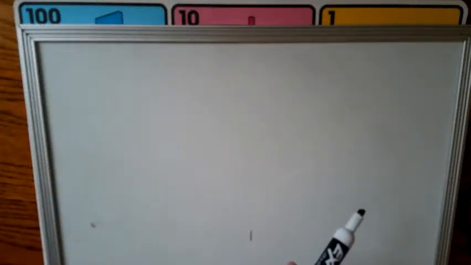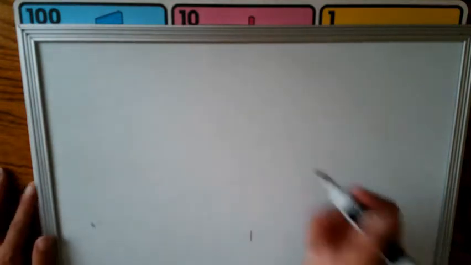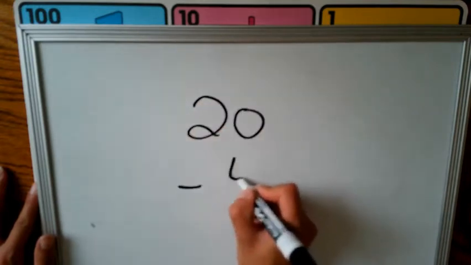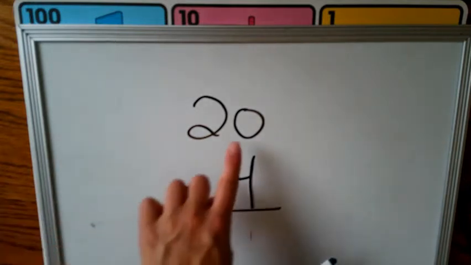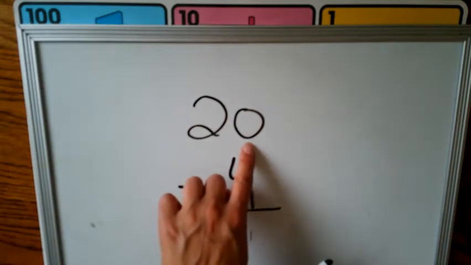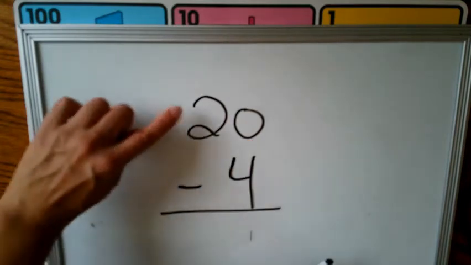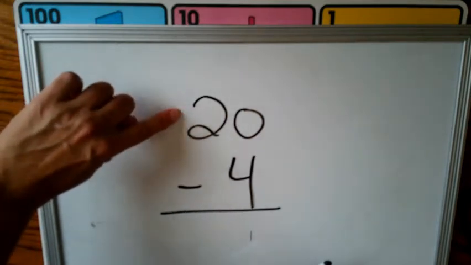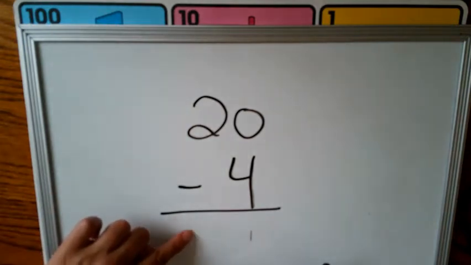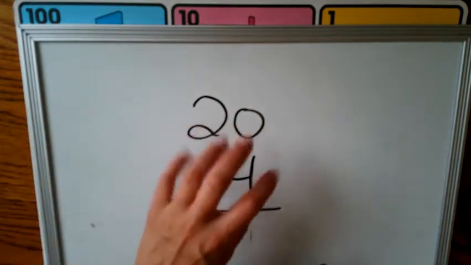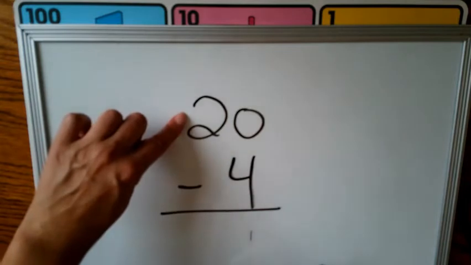Okay, boys and girls, now that I have all of my materials, I'm going to start by writing a subtraction problem right here. Let's start with 20 minus 4. Well, when I look at the ones place in this big number 20, I see that there aren't any ones in the ones place. Remember, when we subtract, the bigger number always goes on top. This is your whole. That means that your answer cannot be bigger than your whole. Because when we subtract, we're taking a piece away from the bigger number.